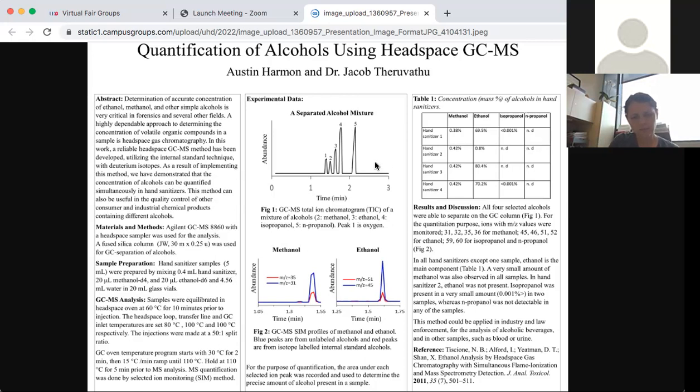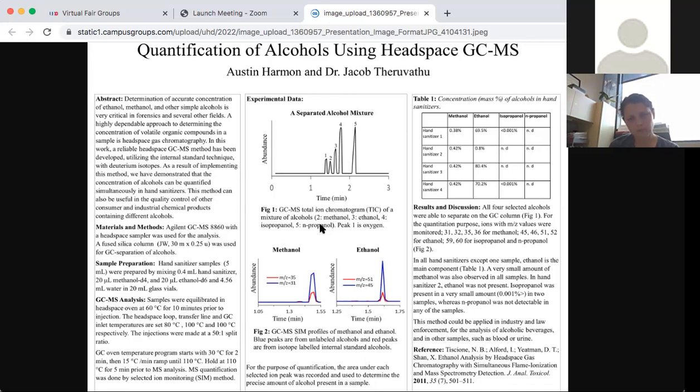In the middle part of the poster, we placed a chromatogram, and figure 1 is a separation of an alcohol mixture of methanol, ethanol, isopropanol, and N-propanol. We just wanted to show that all the method conditions, like the GC oven temperature, and all the other settings of the GC, the Headspace sampler, and the column, do result in a successful separation.